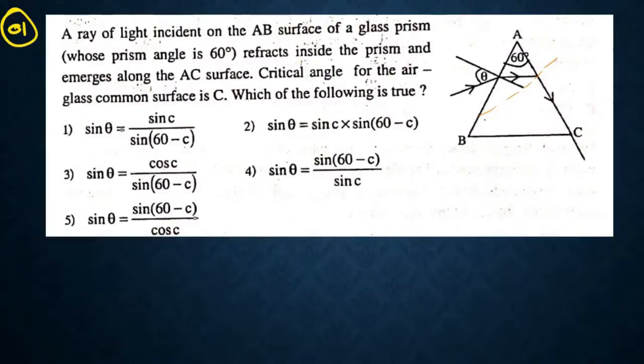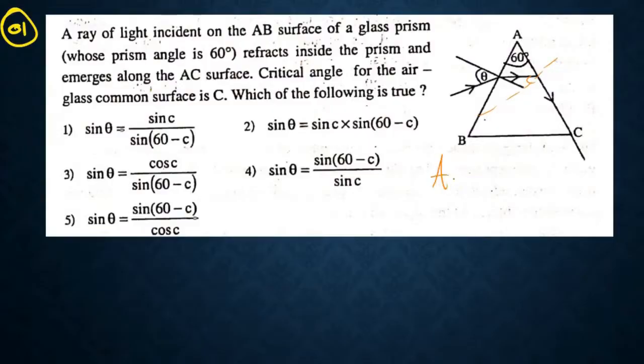A ray of light incident on AB surface at angle theta refracts inside the prism and emerges along AC surface. Critical angle for the glass-air common surface is C. Which of the following is true? Right. So basically, critical angle effect. So this should be critical angle C, right? For sure. So there's a connection between this prism angle and of course this 60.